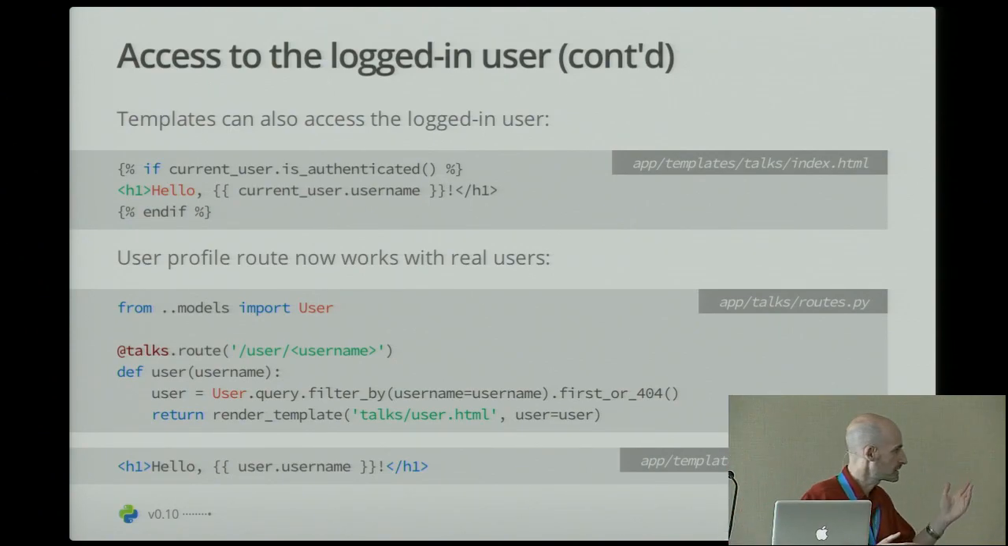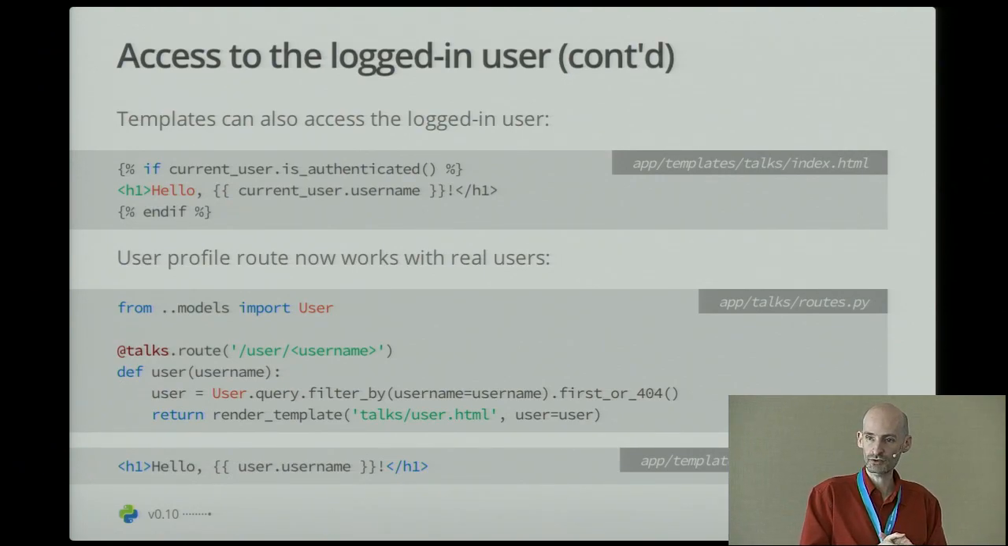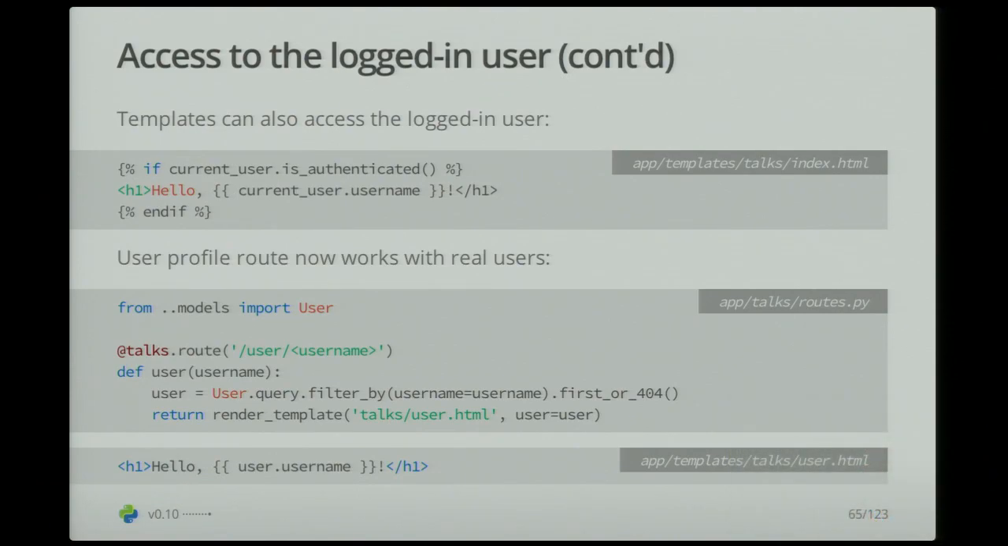And then, well, here I'm showing the new templates. So now in the index template, I'm showing the username of the current user. It used to be hello world. Now I'm showing the username. And for the user profile link, the user route, I'm loading the user from the database, and then I'm sending that user to the template.